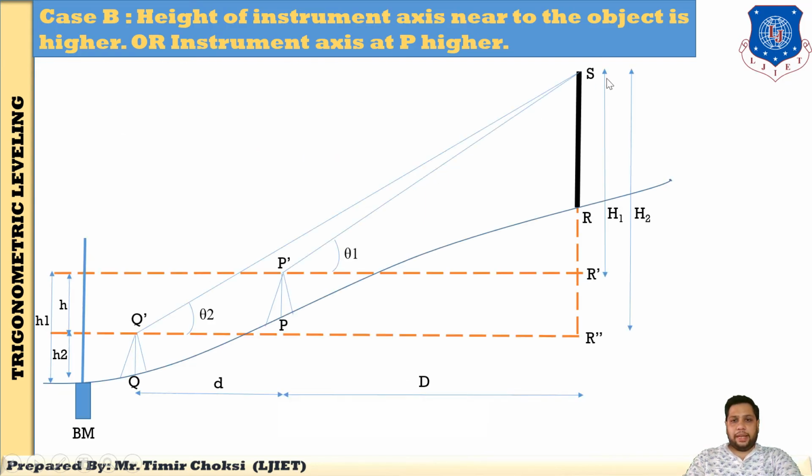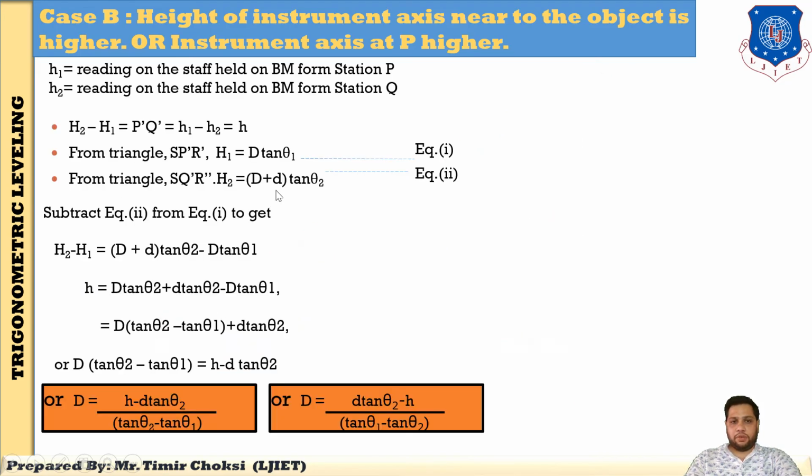So from triangle S, P dash, R dash, triangle number 1, you find the value of H1 equals D tan theta 1. Similarly, from triangle S, Q dash, R double dash, you find the value of H2. So H2 equals D plus small d, tan theta 2.